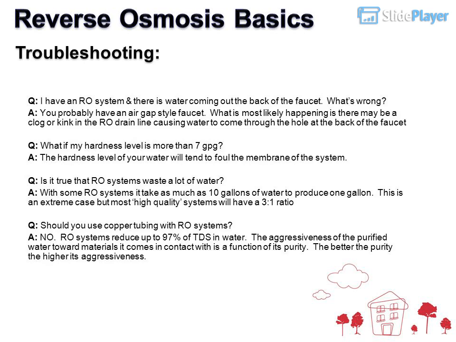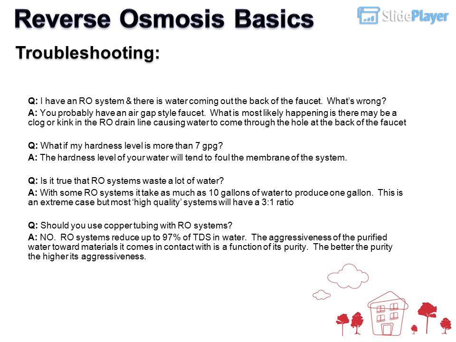Troubleshooting. Q. I have an RO system and there is water coming out the back of the faucet. What's wrong? A. You probably have an air gap style faucet. What is most likely happening is there may be a clog or kink in the RO drain line causing water to come through the hole at the back of the faucet. Q. What if my hardness level is more than 7 GPG? A. The hardness level of your water will tend to foul the membrane of the system.